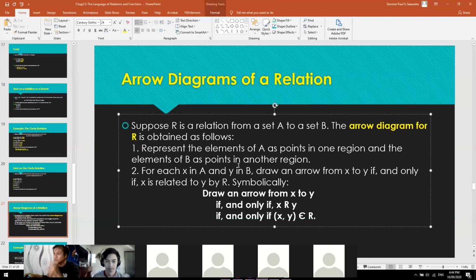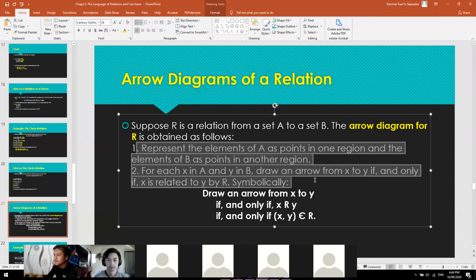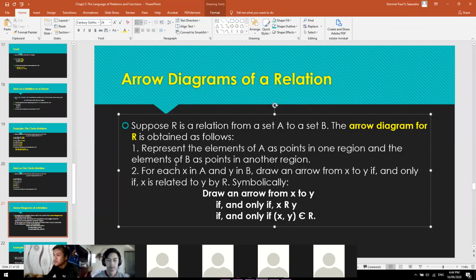All you have to do is choose a letter. May multiple choice na tong gagawin ko na lang dito. Okay? So, suppose R is a relation from a set A to a set B. So, the R diagram for R is obtained as follows. So, we have two properties or two rules. So, the first one is represent the elements of A as points in one region and the elements of B as points in another region.